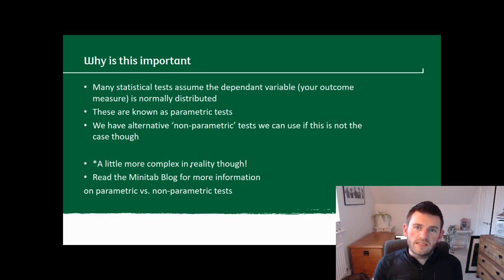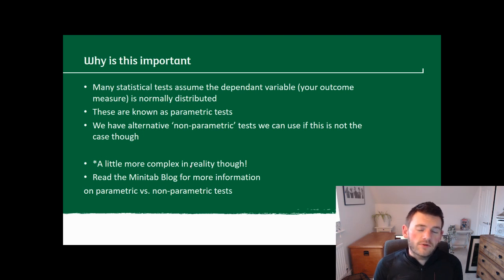the key one, particularly for the stage that you're at, is to understand that there's an assumption that this data is normally distributed. So it has that bell shape, with roughly equal numbers of smaller values and higher values either side of the mean or median. And these are known as parametric tests.